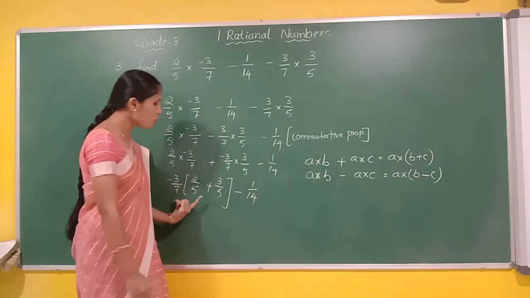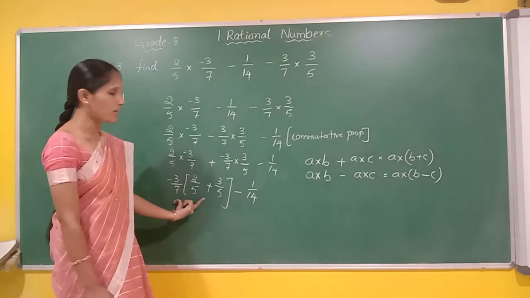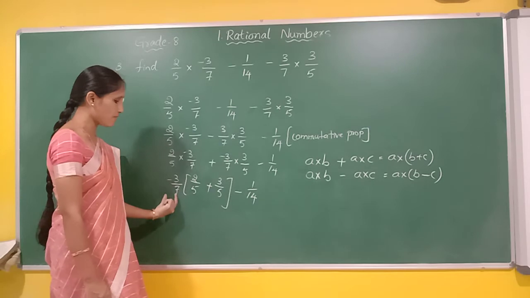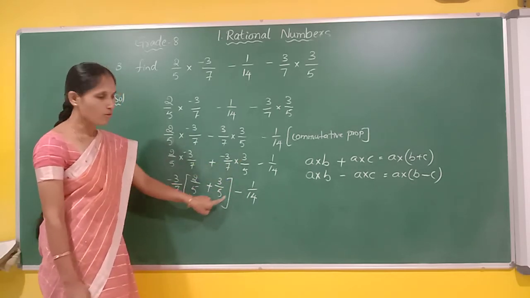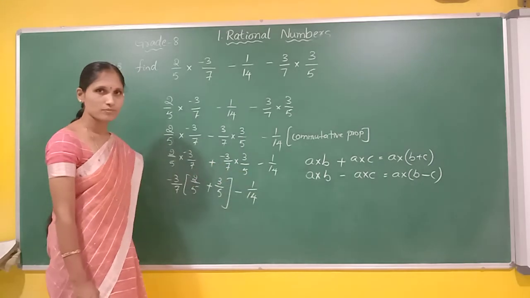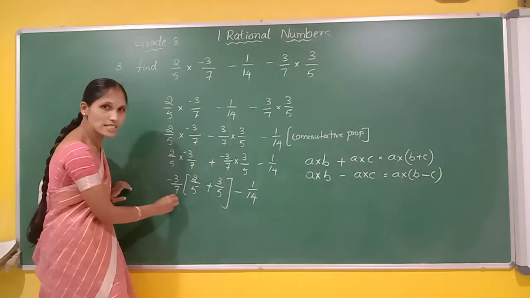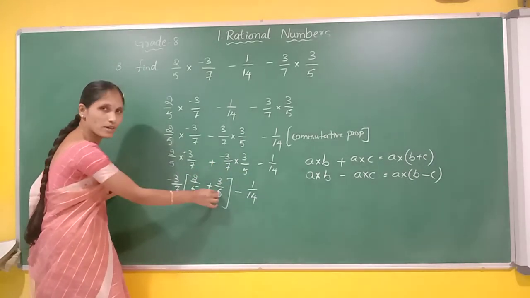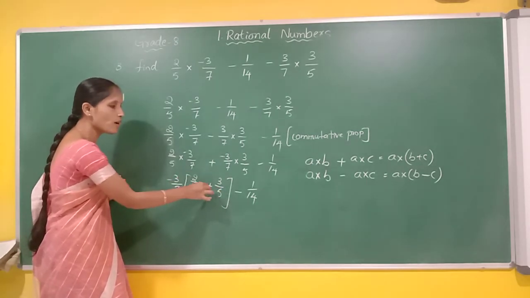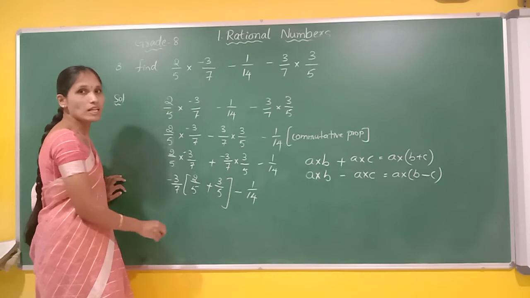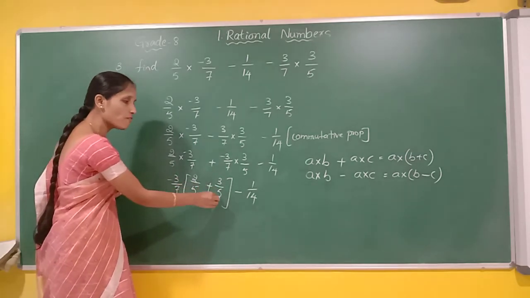So here, following the distributive property, we can take minus 3 by 7 as common: minus 3 by 7 into (2 by 5 plus 3 by 5) minus 1 by 14. What is the next step? Yes, add these two numbers, 2 by 5 plus 3 by 5. What is the sum of 2 by 5 and 3 by 5?